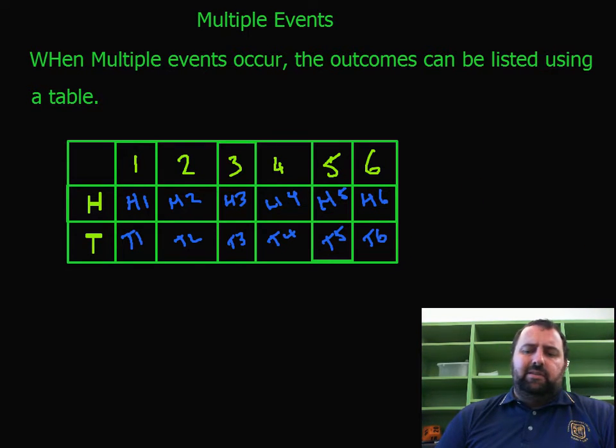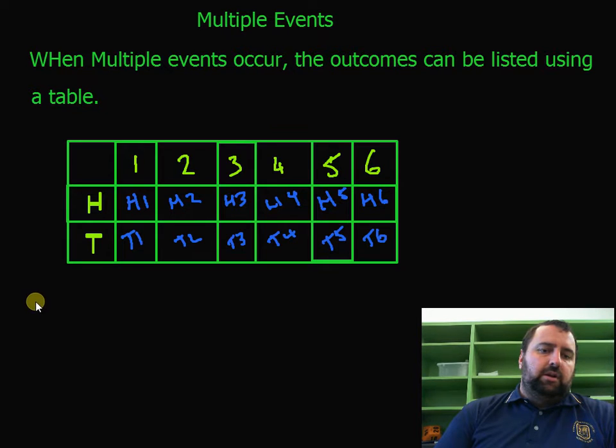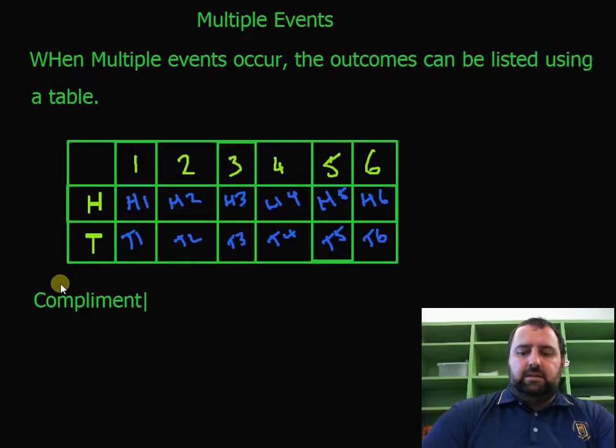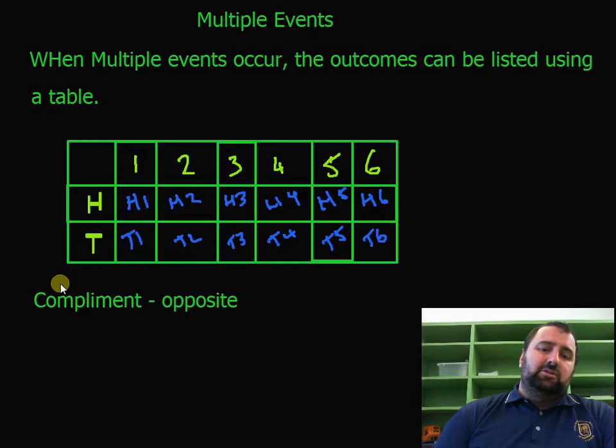One thing to note is a little bit of the language that we use when it comes to multiple events, and I'm going to introduce those here. So first one is one that was mentioned in class today: complement. So the complement is essentially the opposite, or the thing not occurring.